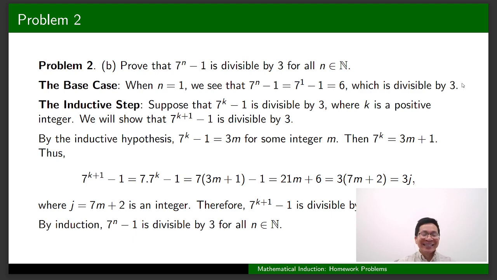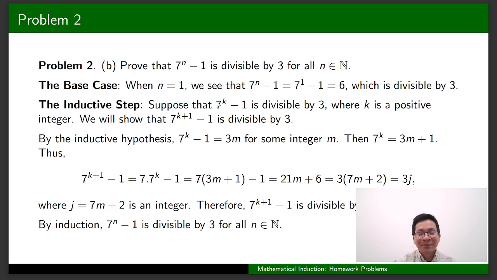Okay, and in the inductive hypothesis step, we assume that this is true for k. That means 7 to the k minus 1 is divisible by 3, where k is a positive integer. And then we're going to show that this is true for k plus 1, which means that 7 to the k plus 1 minus 1 is divisible by 3. Okay, so because 7 to the k minus 1 is divisible by 3, we can rewrite it as follows. 7 to the k minus 1 is 3 times m, where m is an integer.